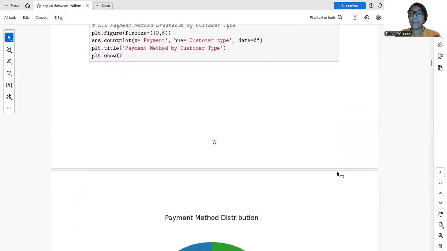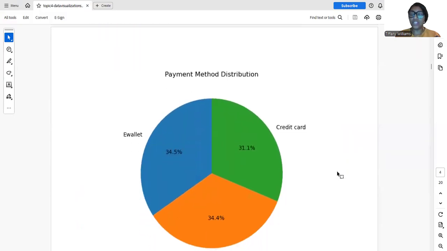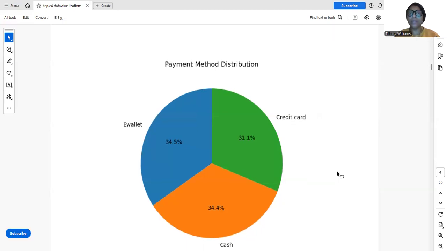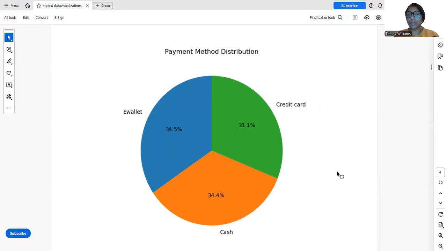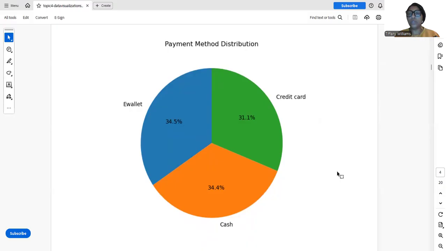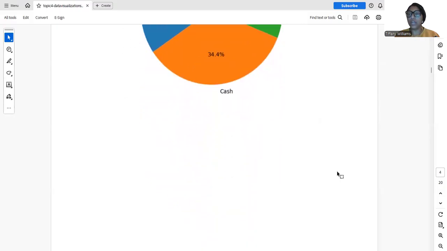Next, we will look at payment method. Again, I used the pie chart. I really wanted to get one in there. Don't think it's going to work. But here, you'll see that it shows that e-wallet and cash are basically used about the same percentage. Both are used about 3% more than credit cards.